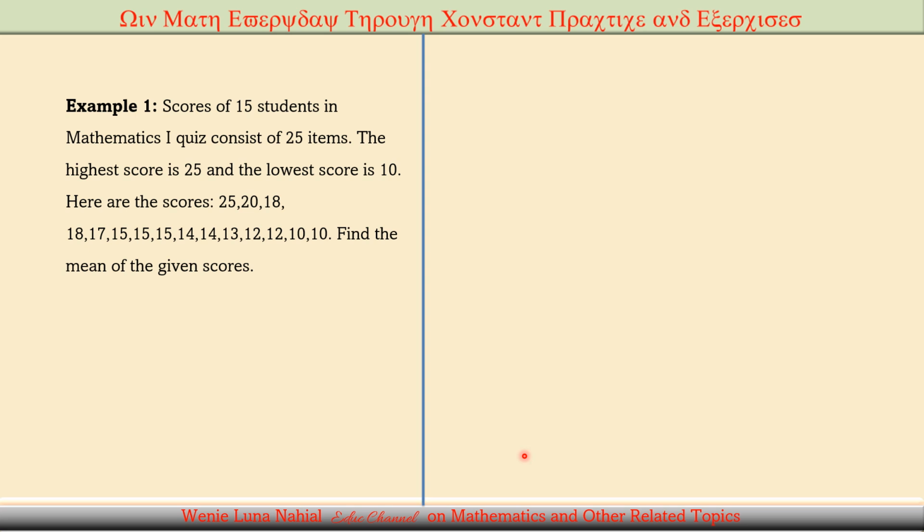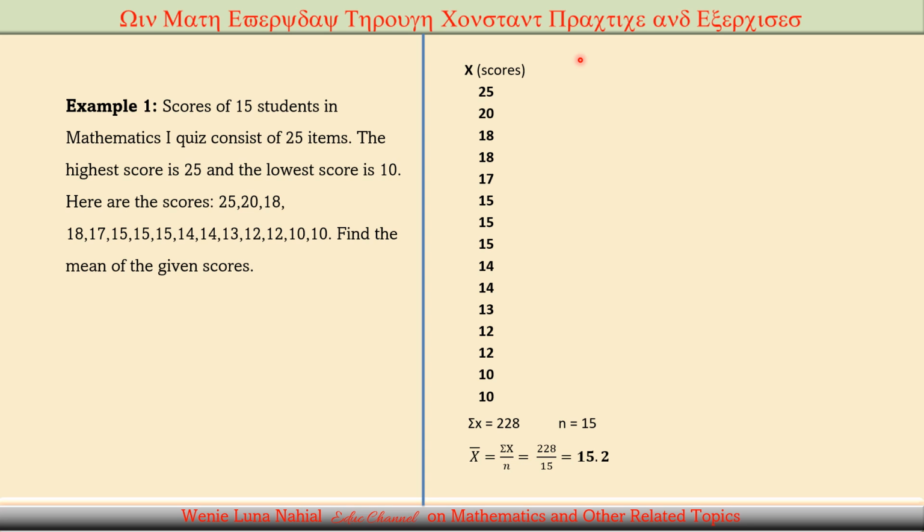Now, let's have this illustration. Scores of 15 students in a Mathematics 1 quiz consist of 25 items. The highest score is 25 and the lowest score is 10. Here are the scores. Now find the mean of the following scores. All we have to do is take the sum of the test scores, then divide it by 15. So we got here 15.2.